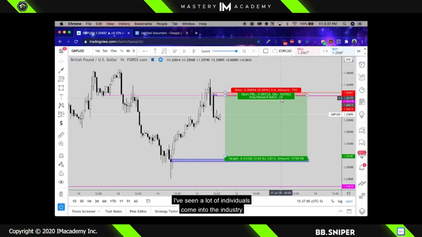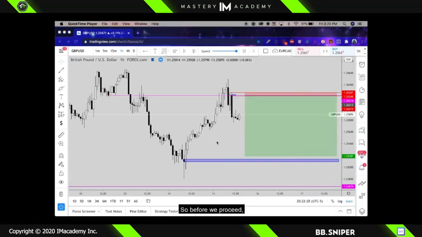I've seen a lot of individuals come into the industry, and they generally determine their lot size based off of their account balance. Okay, not saying that that's wrong. I personally determine my lot size based off the amount I'm willing to risk and my predetermined stop on the position I'm taking, which is going to be different amongst the different assets that I'm trading and different positions that I'm executing. So before we proceed, I'm going to go ahead and play this out for you guys.